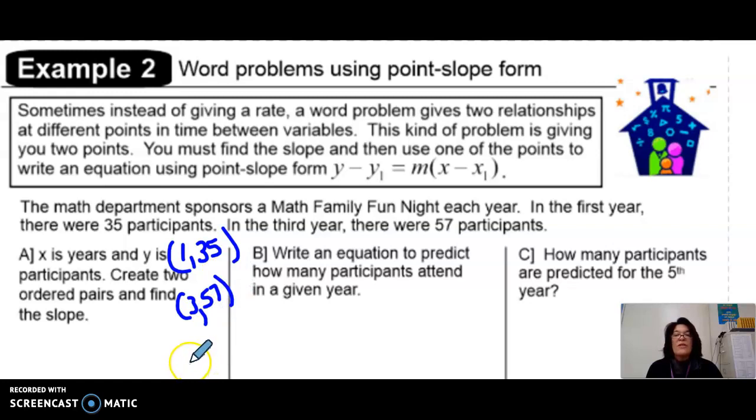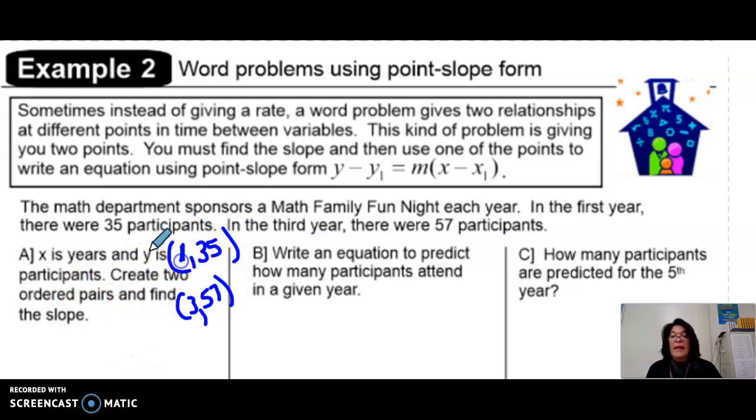Okay, so in the end, I'm wondering, this is the 5th year now, and I want to make a prediction as to about how many people. So I want to have snacks, etc. So I'd like to know. So first we create the 2 ordered pairs, okay?